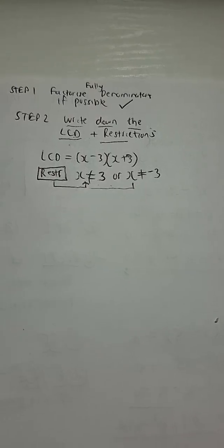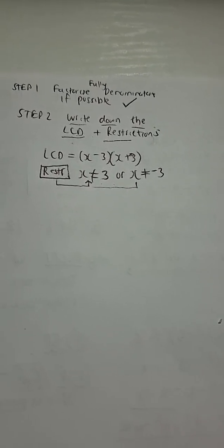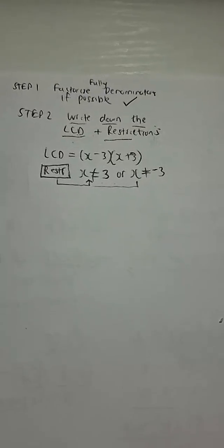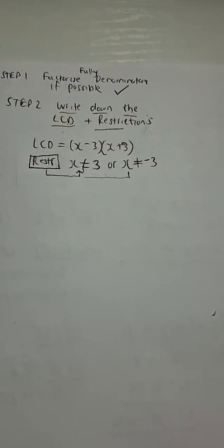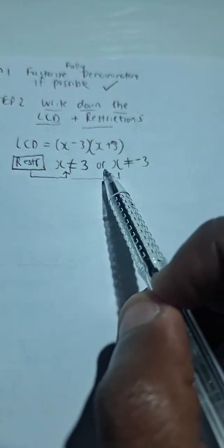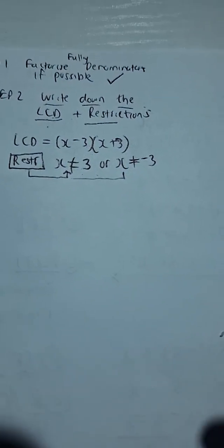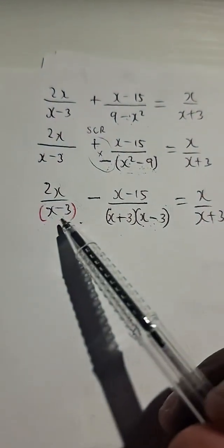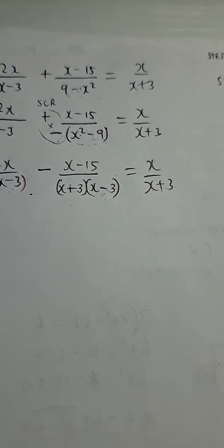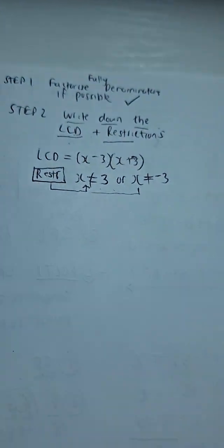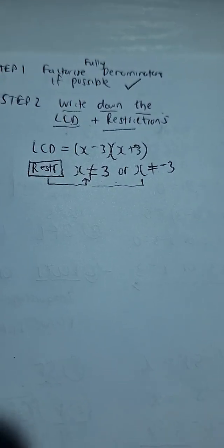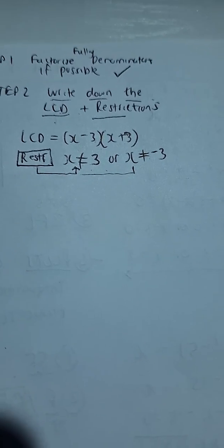All right. And as Kwazi said earlier on, when I asked, why do we write down restrictions? Kwazi said it so beautifully. To determine the roots which are not solutions of the equation. Why? Because they will make the equation undefined. And those values that will make the equation undefined, we have to exclude them from our answers in the event that we get answers.